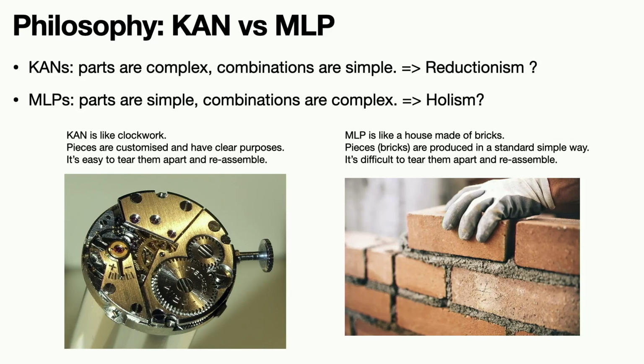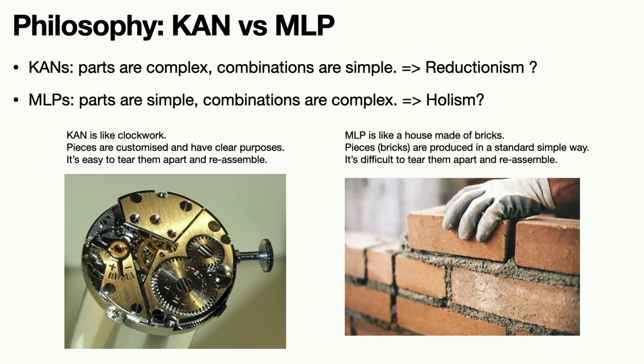So from a philosophical aspect, there's a distinction between CANs and MLPs. CANs are like clockwork. The parts are customized, like those learnable activations, and those parts have clear purposes. It's easy to tear them apart and reassemble. By contrast, an MLP is like a house made of bricks. The bricks are produced in a standard, simple way. Once you build a house, it's difficult to tear it apart and then reassemble.